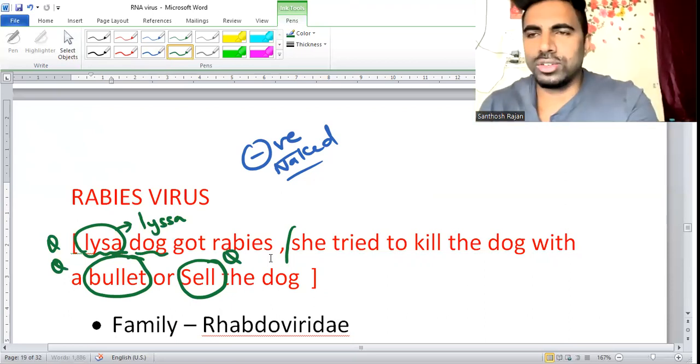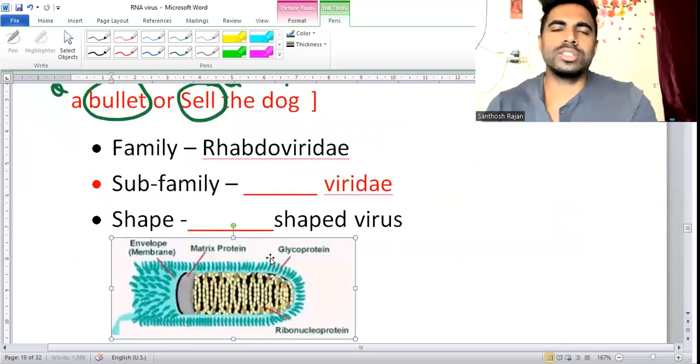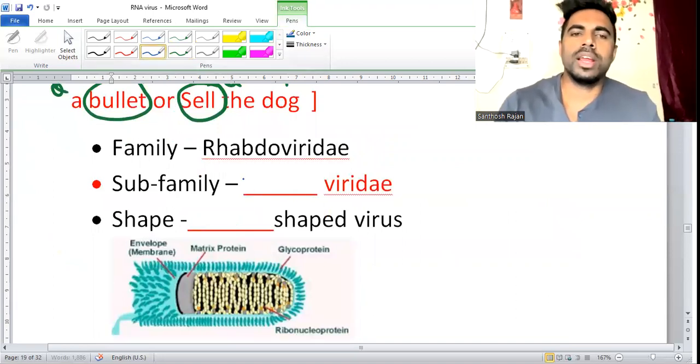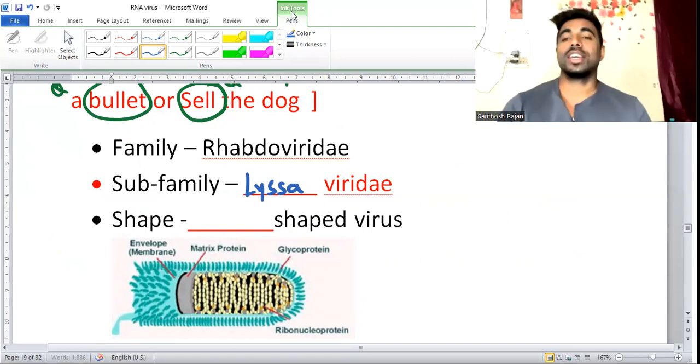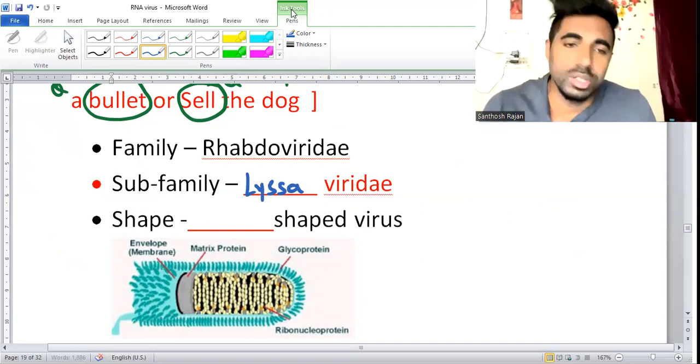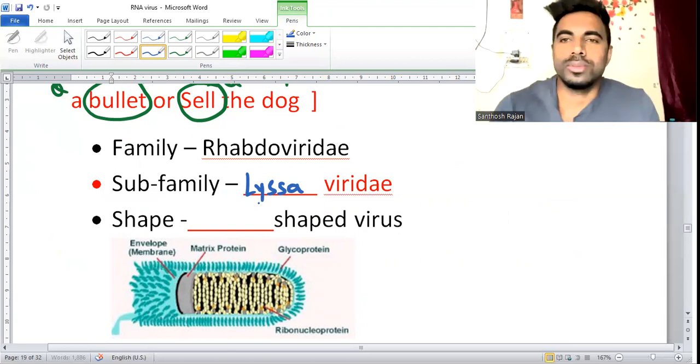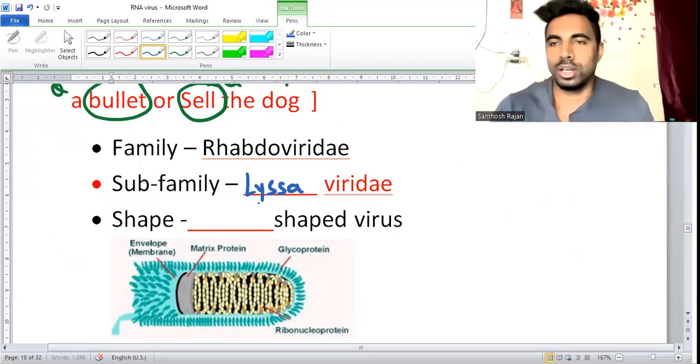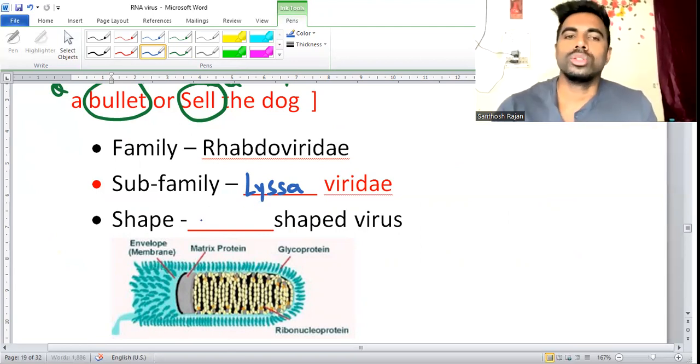Highly expected, 80 to 90% chance, right? So the family is Rhabdoviridae. The subfamily, I told you, is Lyssa, L-Y-S-S-A, Lyssavirinae. Lisa likes dogs so much. Unfortunately, the dog got rabies, so she wants to kill it.